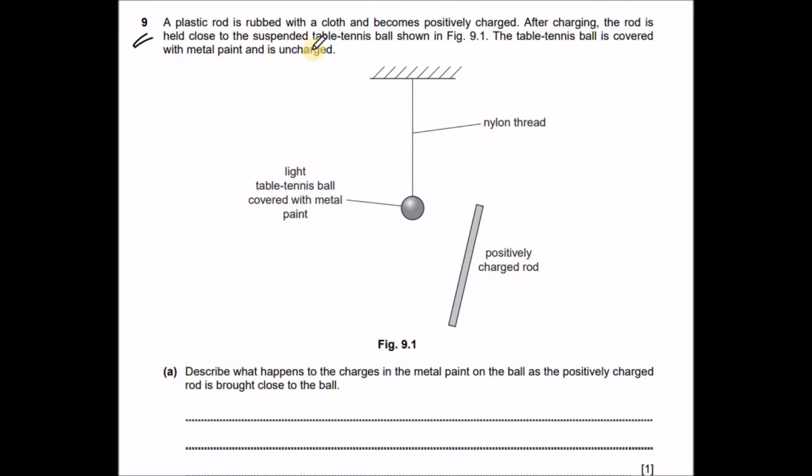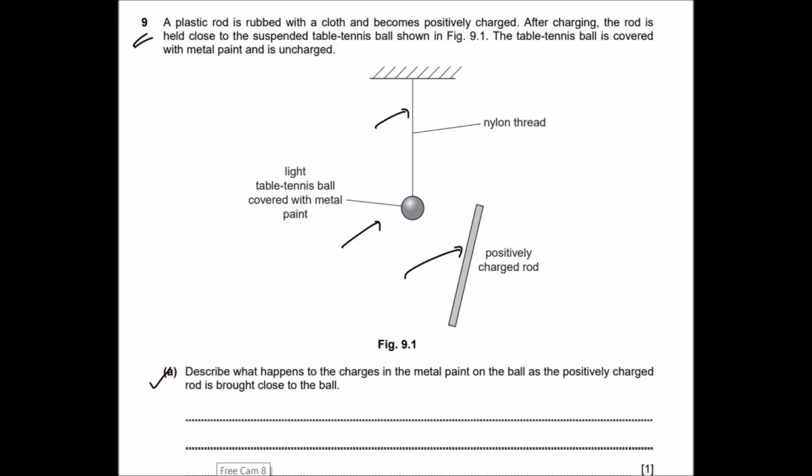A plastic rod is rubbed with a cloth and becomes positively charged. After charging, the rod is held close to the suspended table tennis ball shown in figure 9.1. The table tennis ball is covered with metal paint and is uncharged. Look at the diagram. This is the positively charged rod and the light tennis ball covered with metal paint. And this ball is suspended using a nylon thread.